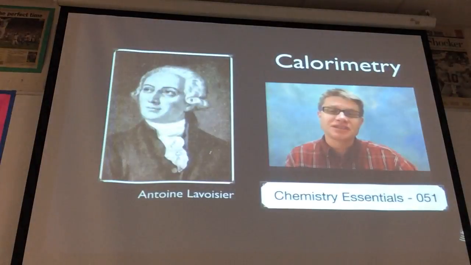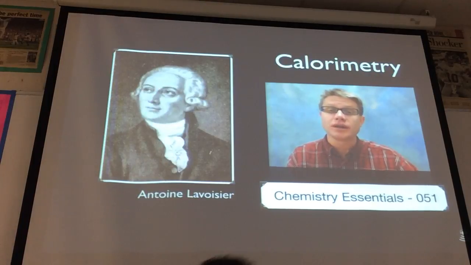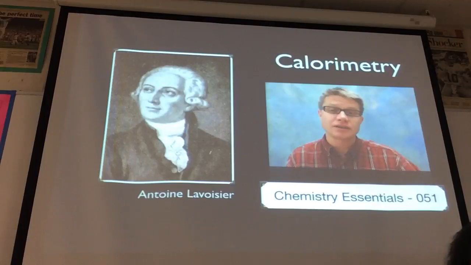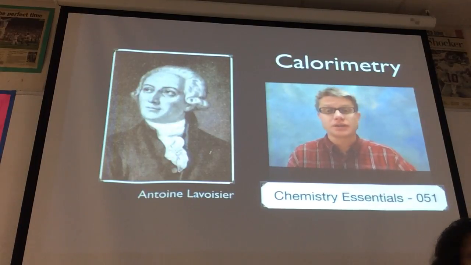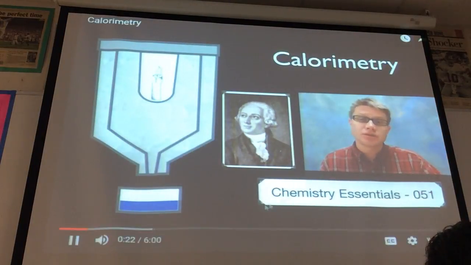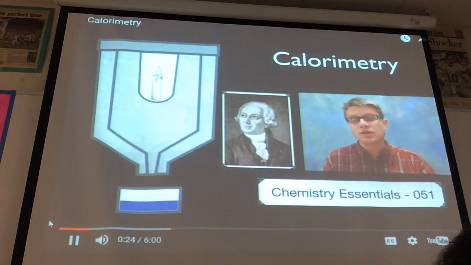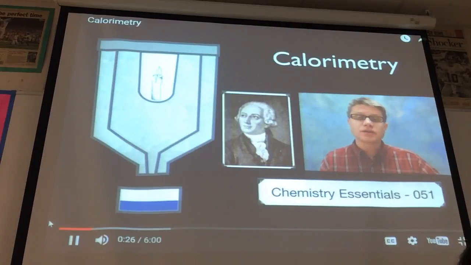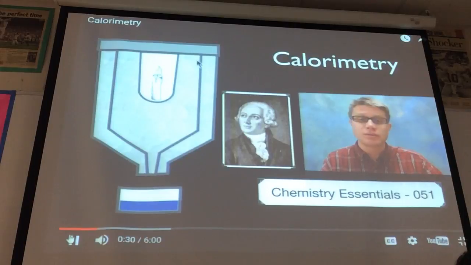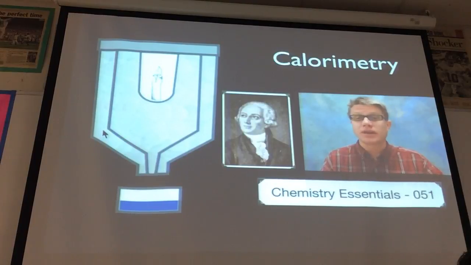Hi, it's Mr. Anderson, and this is Chemistry Essentials, video 51. It's on calorimetry. And like anything in chemistry, a lot of this can go back to Antoine Lavoisier, that brilliant chemist who started a lot of modern chemistry. And so calorimetry, if we just break down that word, it means the measuring of heat. And the first calorimeter that was created by Lavoisier was an ice calorimeter. And basically what you had was a chamber that had ice on the inside, and then an insulating chamber of ice around the outside of that.